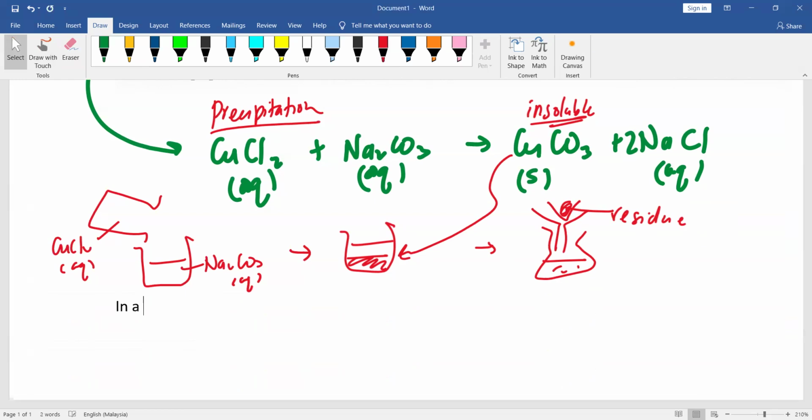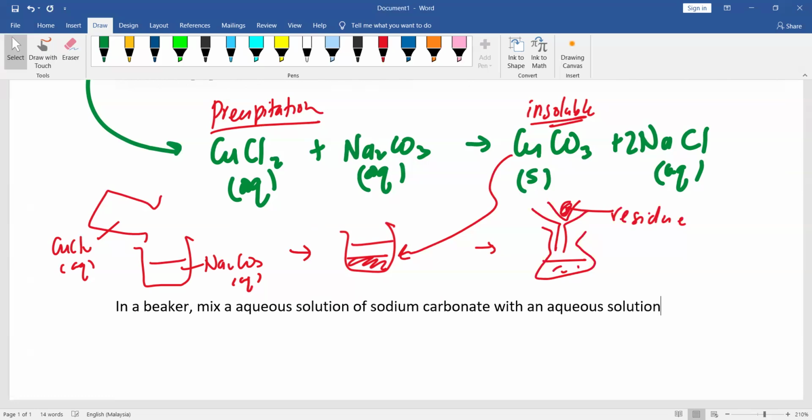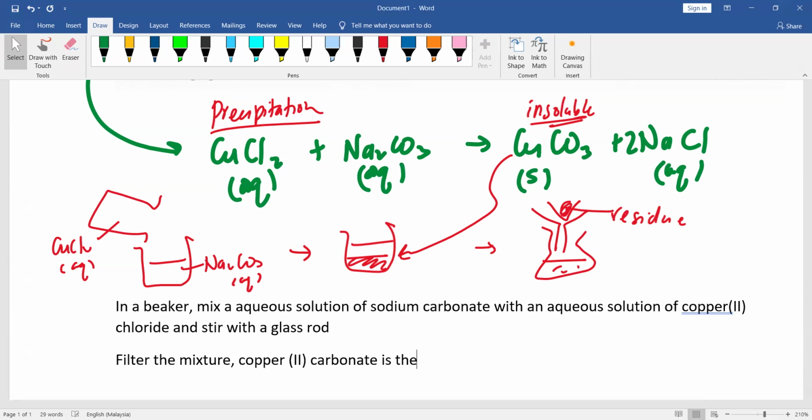Okay, so in a beaker, mix an aqueous solution of sodium carbonate with an aqueous solution of copper chloride and stir with a glass rod. Then filter the mixture. Copper carbonate is the residue.